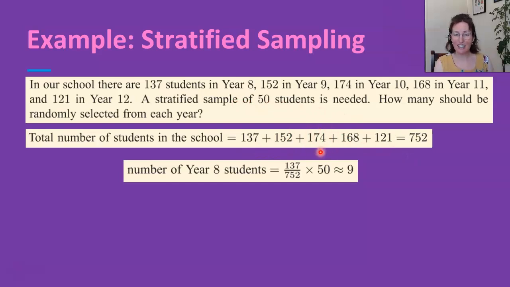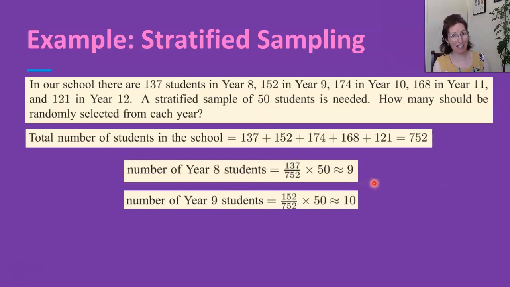It's the year 10s. So if we took 10 students from year 10 and 10 students from year 12, well, 10 in year 12 is actually over-representing the year 12, and 10 out of the year 10 students is an under-representation. So we need to work out how many in each year level. And how do you do that? You look at the number of students per year level divided by the total that are in the school and times by 50, because that's how many we need for the whole sample. So this is the proportion of 50, and that comes to about 9.